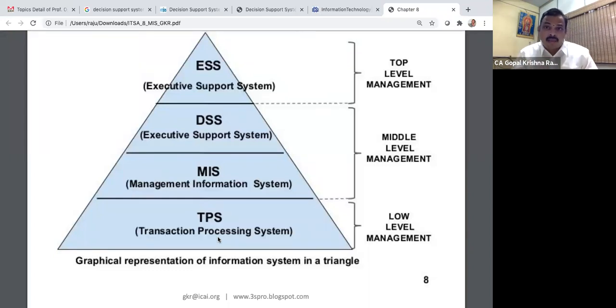Generic term. Now specific terms are there. For usage, they may not use TPS. If you go and ask a bank manager, what is the TPS you have been using? TPS? What is TPS? I don't know TPS. TPS is only there in study material. But practically there will be various names for it. Now I'm going to give one or two names.